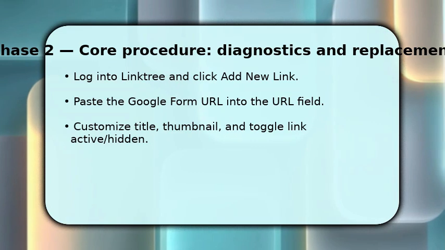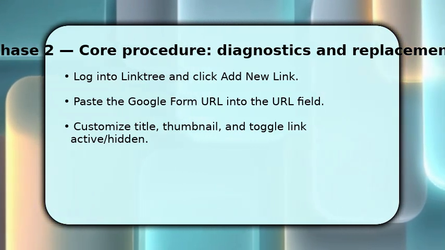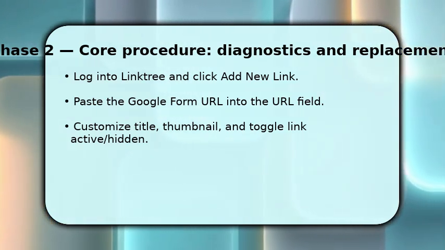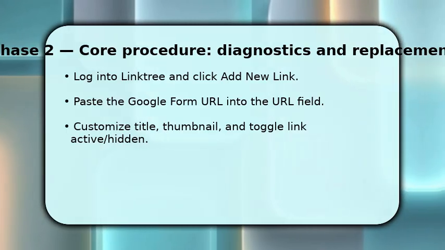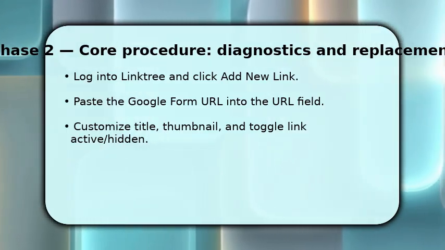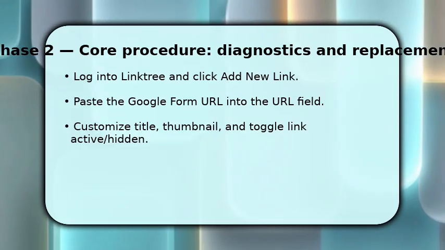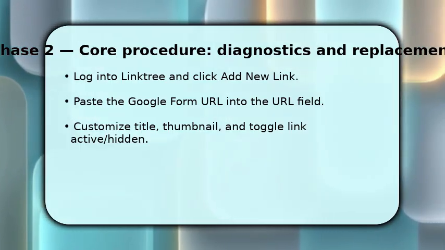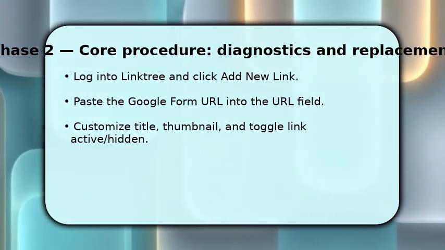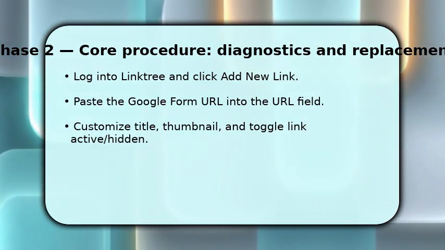Now you add that form to your Linktree. Log into your Linktree dashboard and click Add New Link. Paste the copied Google form URL into the URL field. Name the link with a clear title so visitors know what to expect, and upload a thumbnail if needed to increase click-through. Once pasted, toggle the link active.